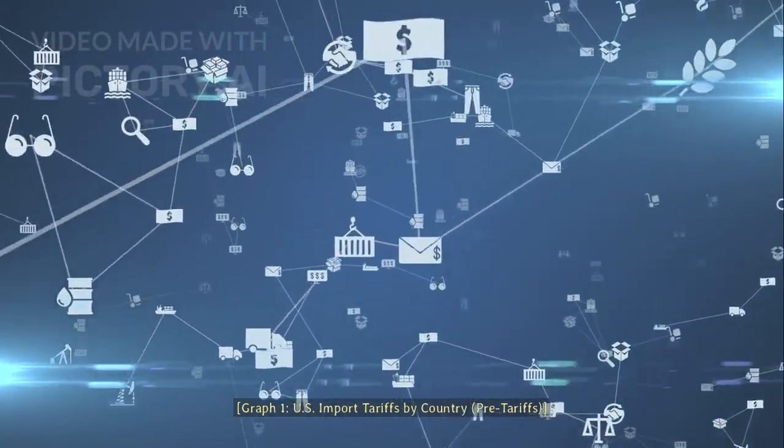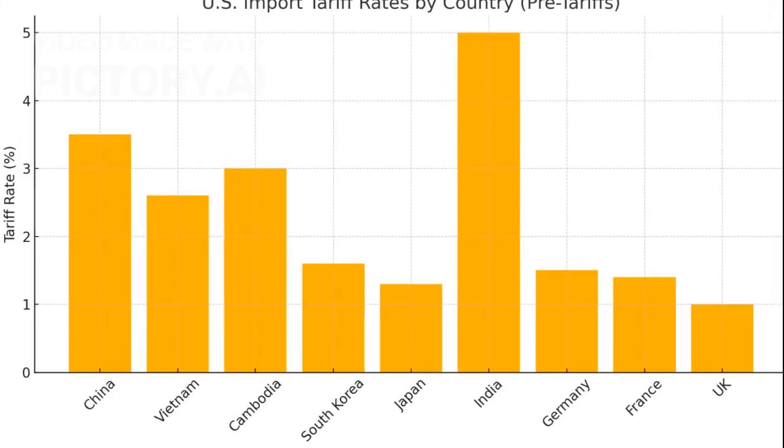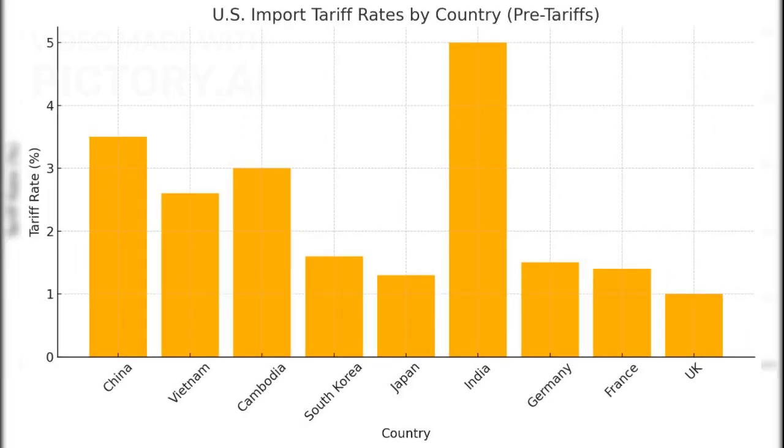Graph 1, U.S. import tariffs by country, pre-tariffs. Let's start with the baseline. This graph shows U.S. import tariffs before the new wave of tariffs. As you can see, China had the highest average rate at around 3.5%, while countries like the UK, France, and Germany faced very low tariffs, often close to 1%. This was the landscape before things changed.